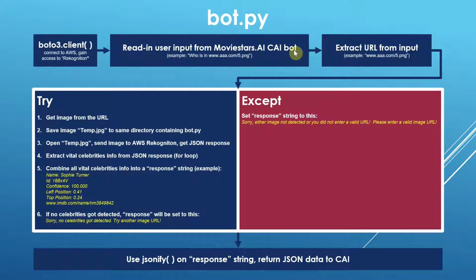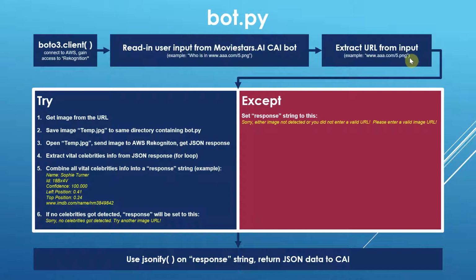On the chat window of the HTML page, you will type in things like who is in www.something.png. But we only want the URL from the input. So the user input string is sent to another algorithm that extracts the URL from the input you provided to the chatbot. It will extract things like www.blah.blah.png.